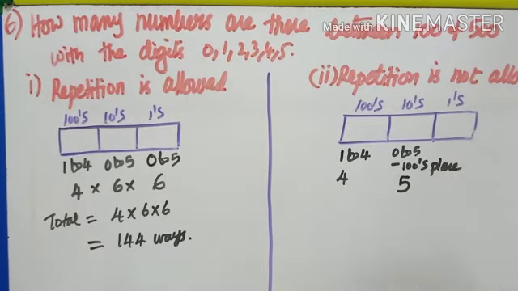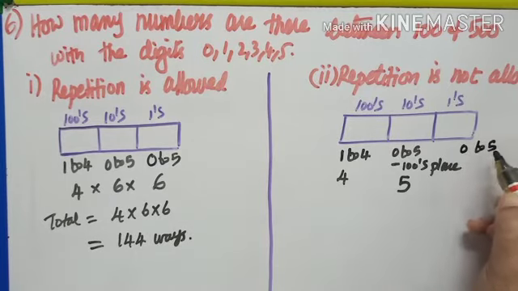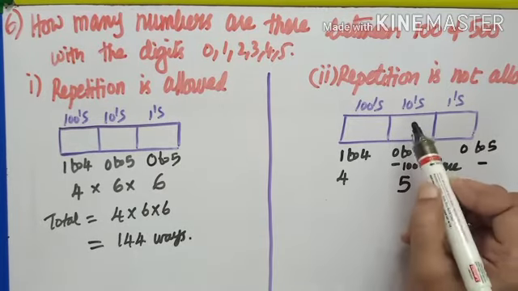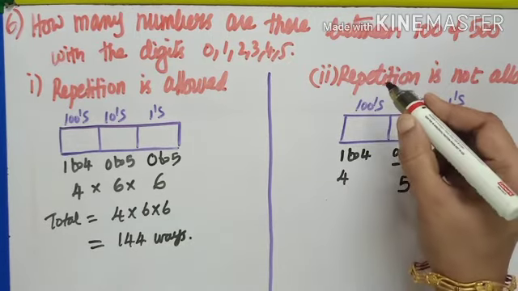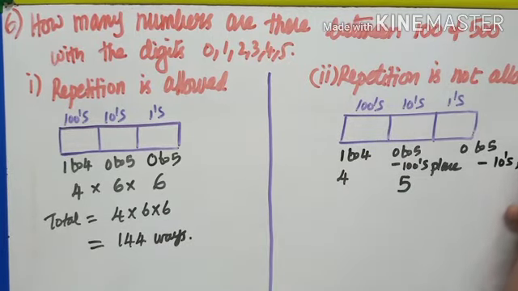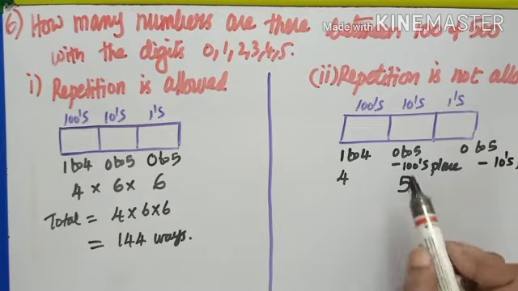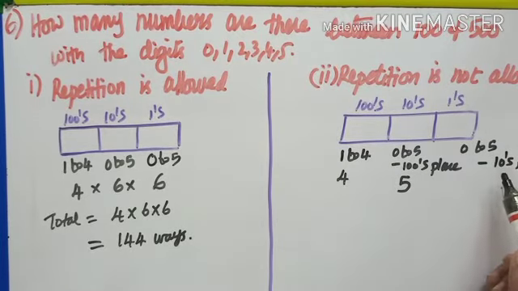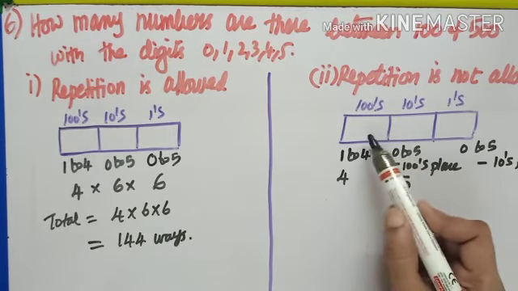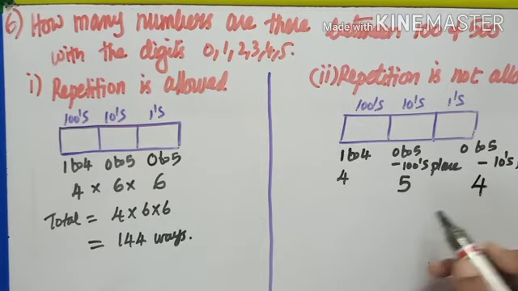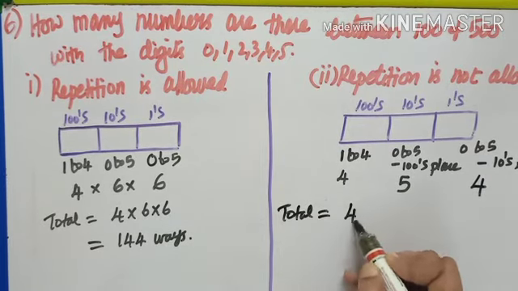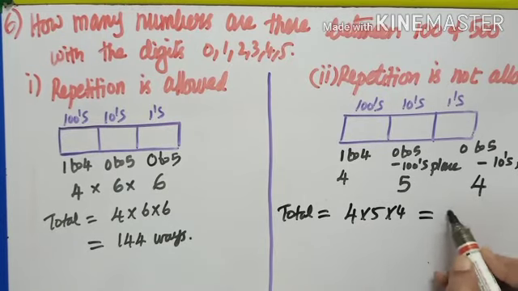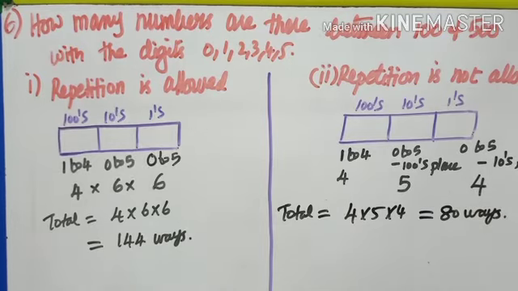In ones place also no restriction, 0 to 5 can come, but subtract tens and hundreds place number. Again repetition not allowed. So tens, hundreds place I must subtract. So if 1 comes here, 2 comes here, that must not repeat here. So subtract whatever is coming in tens and hundreds. So totally there are 6, but I am subtracting these 2 places. So only 4 can come. So what is the total that I get? 4 into 5 into 4, that is 80 ways. So total number of ways when repetition is not allowed is 80.